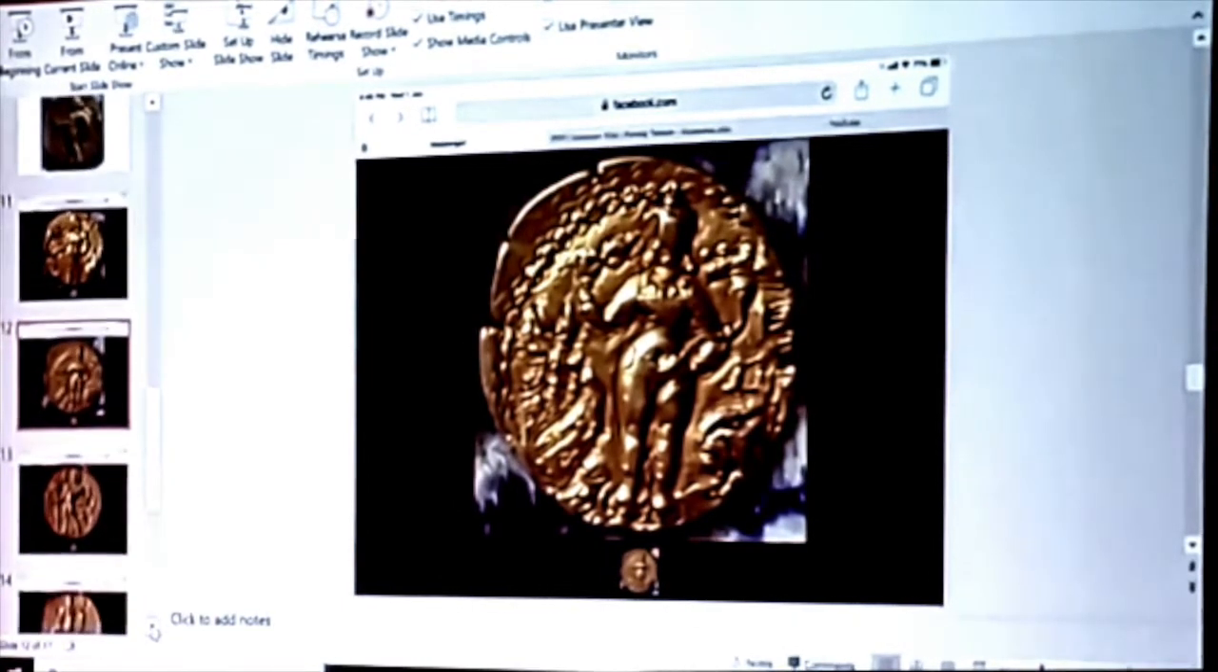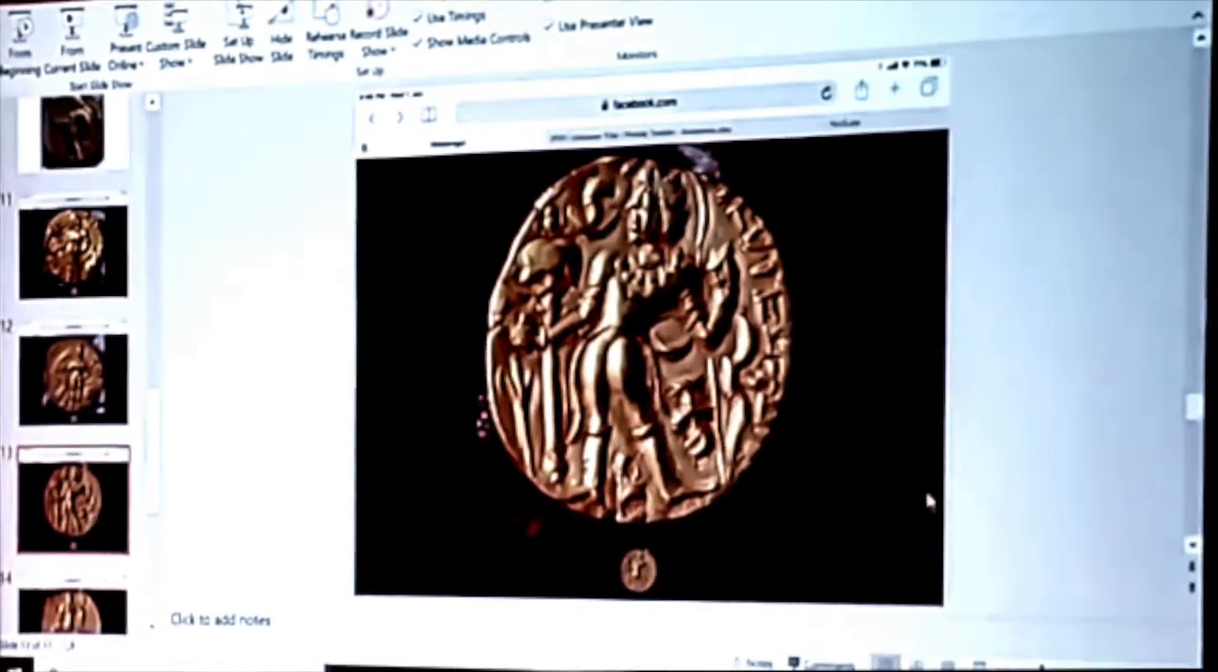The next coin is listed in the British Museum catalogue and also in recent books, but we don't have a possible explanation of what this symbol in front of the face might imply. Well, I would also love to learn from the learned audience here.